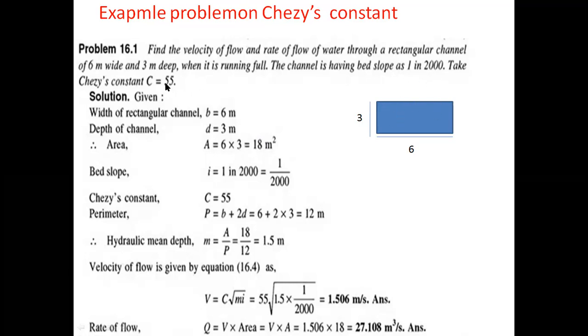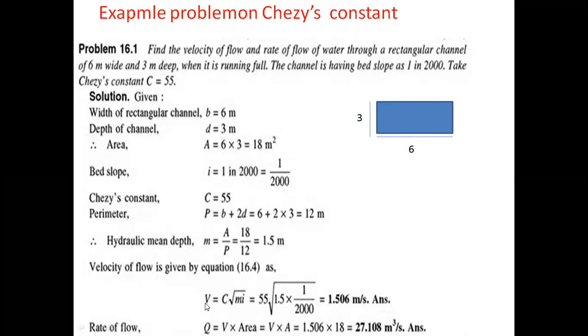In the problem, the Chezy's constant value is already given as 55. Now find out the hydraulic mean depth. What is the Chezy's constant? V equal to C root of m i. The Chezy's constant value is already given in the problem.